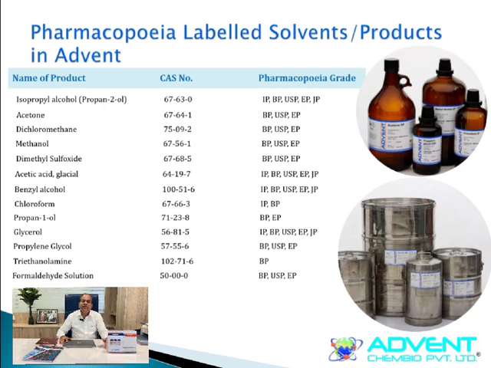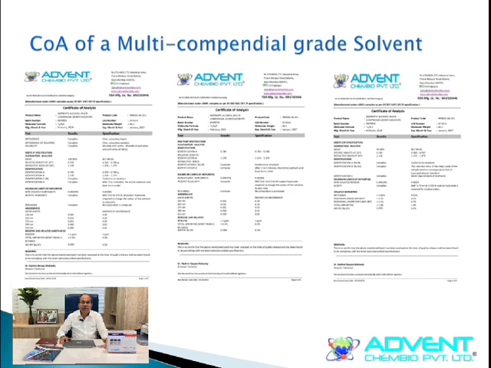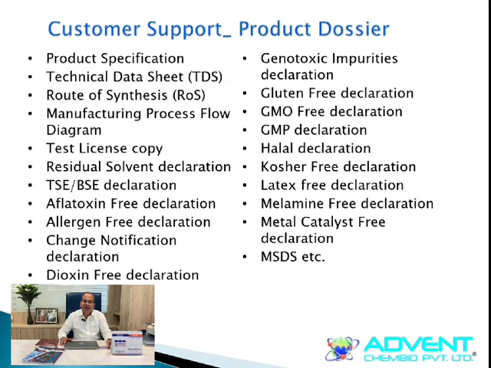A typical certificate of analysis of a multi-compendial solvent includes all the specifications of the aforementioned pharmacopoeias. We also provide a product dossier involving all feasible documentation, starting from product specifications to route of synthesis to test license copy to a series of declarations as well as material safety data sheet, to comply with regulatory requirements of various pharma customers.